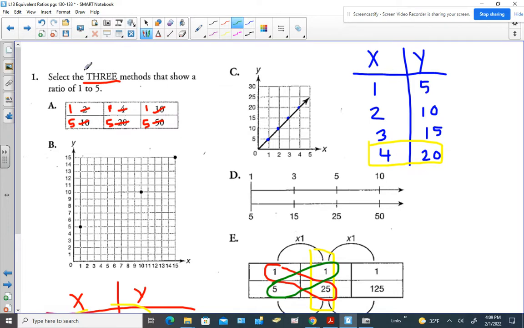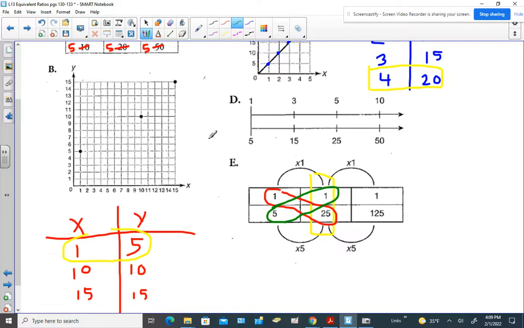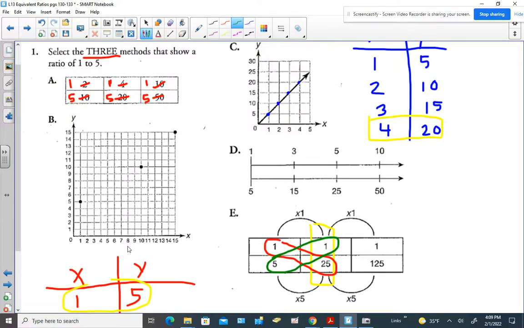All right, so let's review. You need to choose 3. So ask yourself, for B, we plotted the points, or I should say we put the points in this T table. Ask yourself which ones are a yes, which ones are a no, and make sure you get all 3.